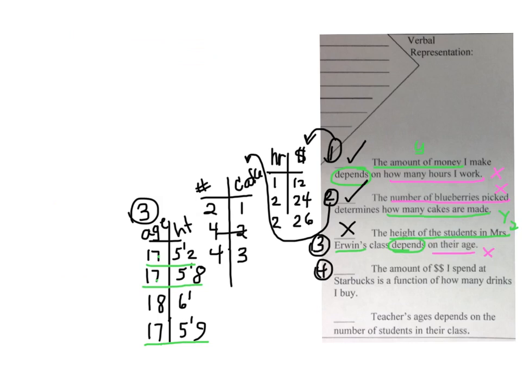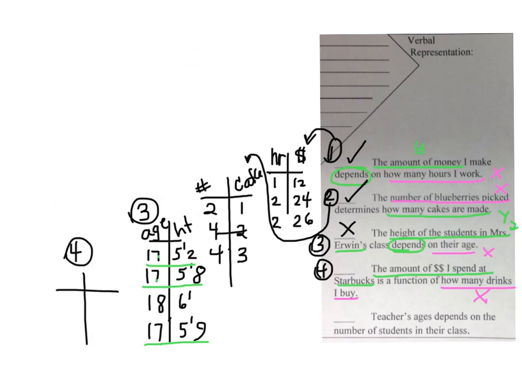Number 4, the amount of money I spend at Starbucks is a function of how many drinks I buy. So again, don't use the word "depends on," even though I just did. The amount of money I spend at Starbucks depends on how many drinks I buy, or do the drinks depend on how much money I spend? Well, obviously, the amount of money I spend depends on how many drinks I buy. I spend a lot of money if I buy a lot of drinks. I spend a smaller amount if I buy fewer drinks. So this is x. We're going to call this example 4.